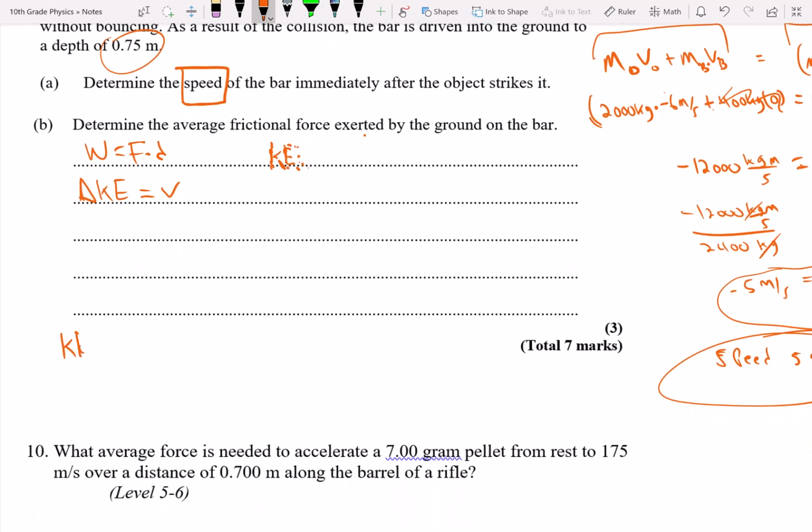The initial kinetic energy is, remember, kinetic energy is 1/2 mass times velocity squared. So it's 1/2 times, those two objects are together when it starts, so it's 2400 times 5 squared. Technically -5 squared because it's going down, right? Now if you do this, you get 1200 times 25, which, let's do that real quick. 1200 times 25 is 30,000, right? So the initial kinetic energy is 30,000.